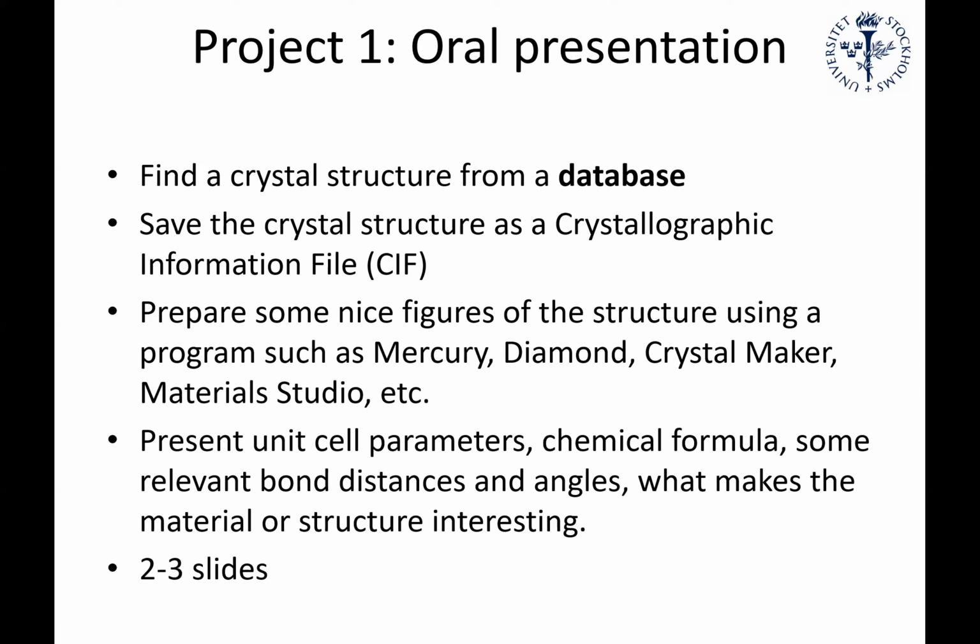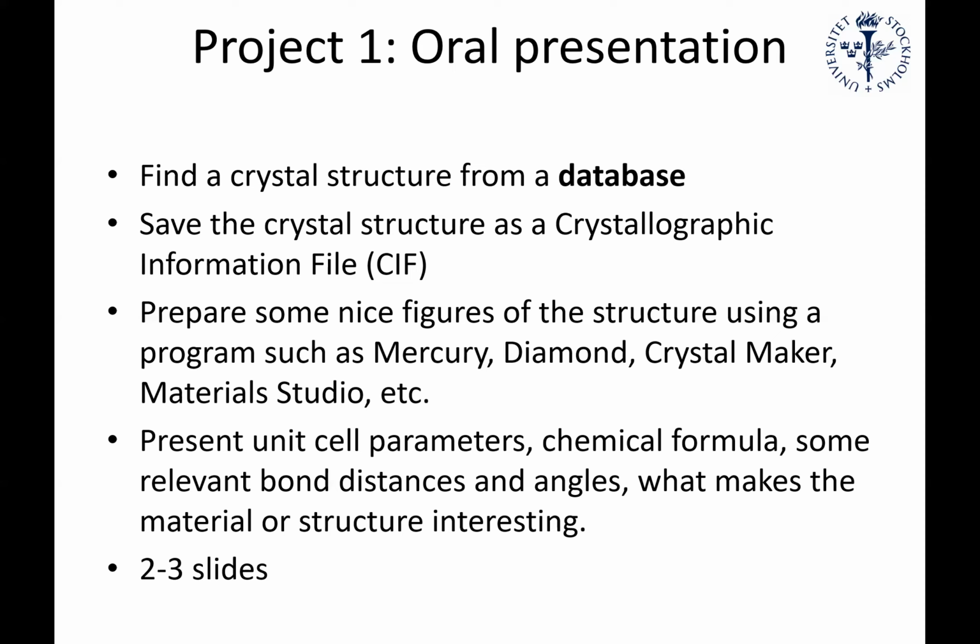In addition to the figures, you should present the list of unit cell parameters: a, b, c, alpha, beta, gamma. You should also present the space group. I know we haven't talked about space groups today, but that describes the symmetry of the crystal, and we'll talk about space groups in lecture 5 primarily. Also the chemical formula, and the value for Z, how many times the asymmetric unit is repeated in the crystal structure. That's an important parameter to present.